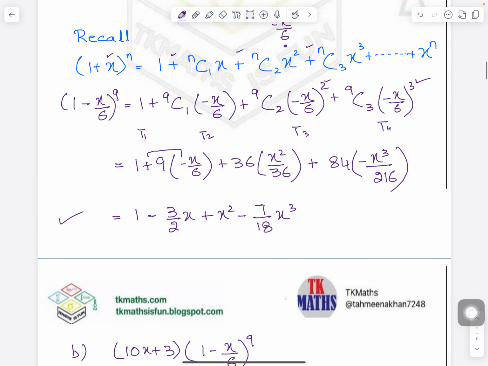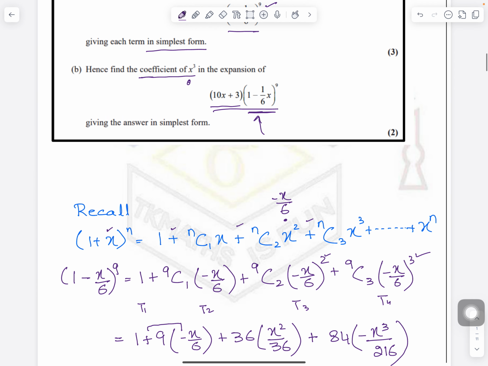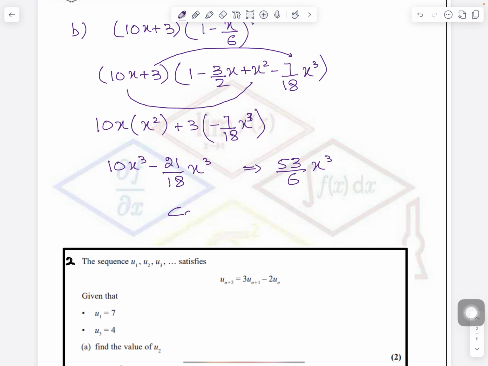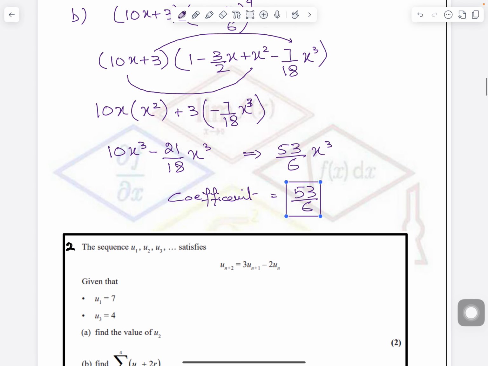Now please remember, question says coefficient of x cubed, right? Not the whole term. So you will write here, because the question which is asked, coefficient is equals to 53 over 6. Highlight it. Okay, so this is how you will end. If you don't understand anything, you can write in the comment. I'll explain again, but I hope I have explained very slowly and I'm sure you would understand.